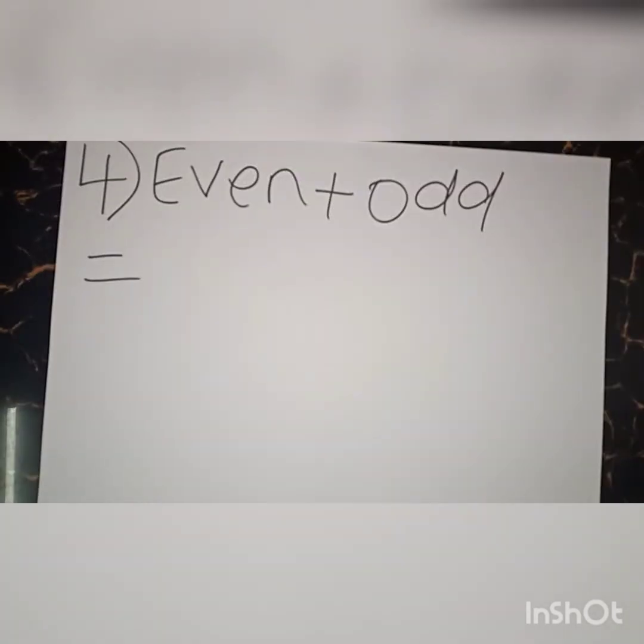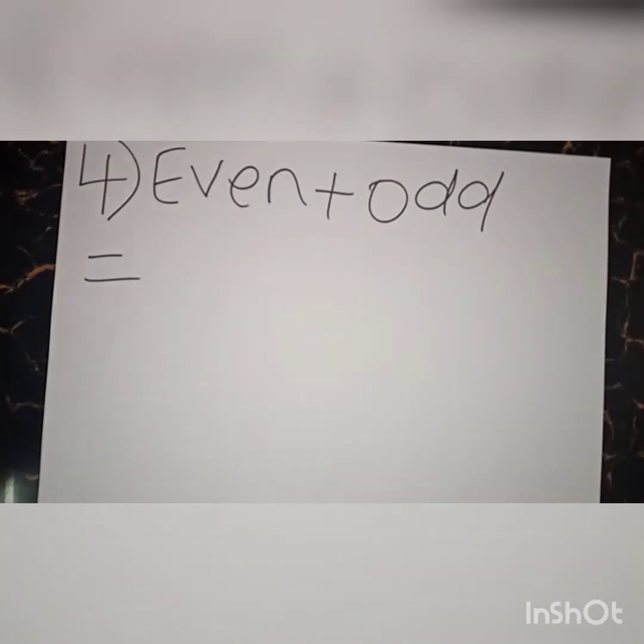So what happens when we add an even number plus an odd number? Since we've just learned that an odd number plus an even number gives us an odd number, would it be right to also say that an even number plus an odd number is also an odd number? Like here, we just change the location of the even and odd numbers.